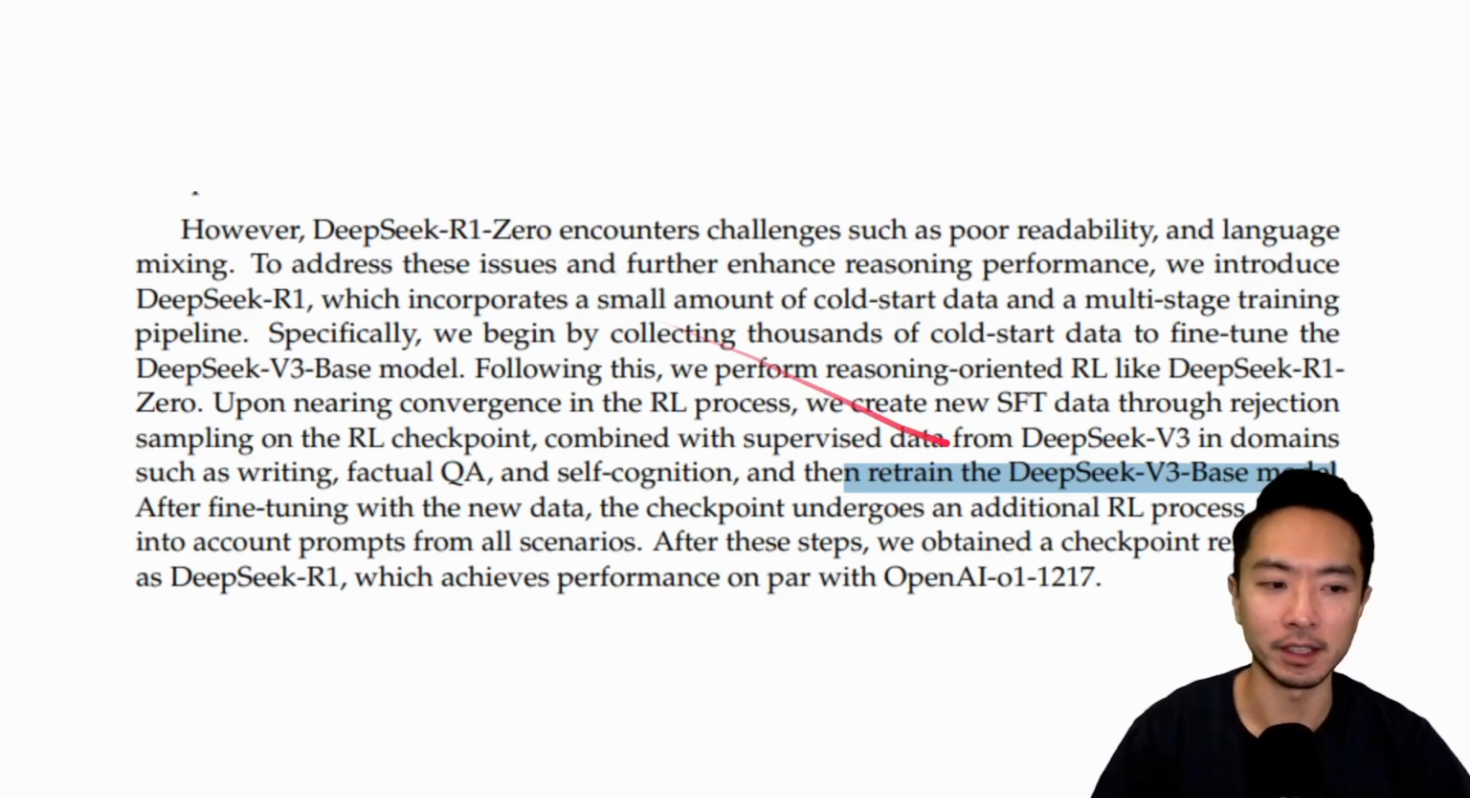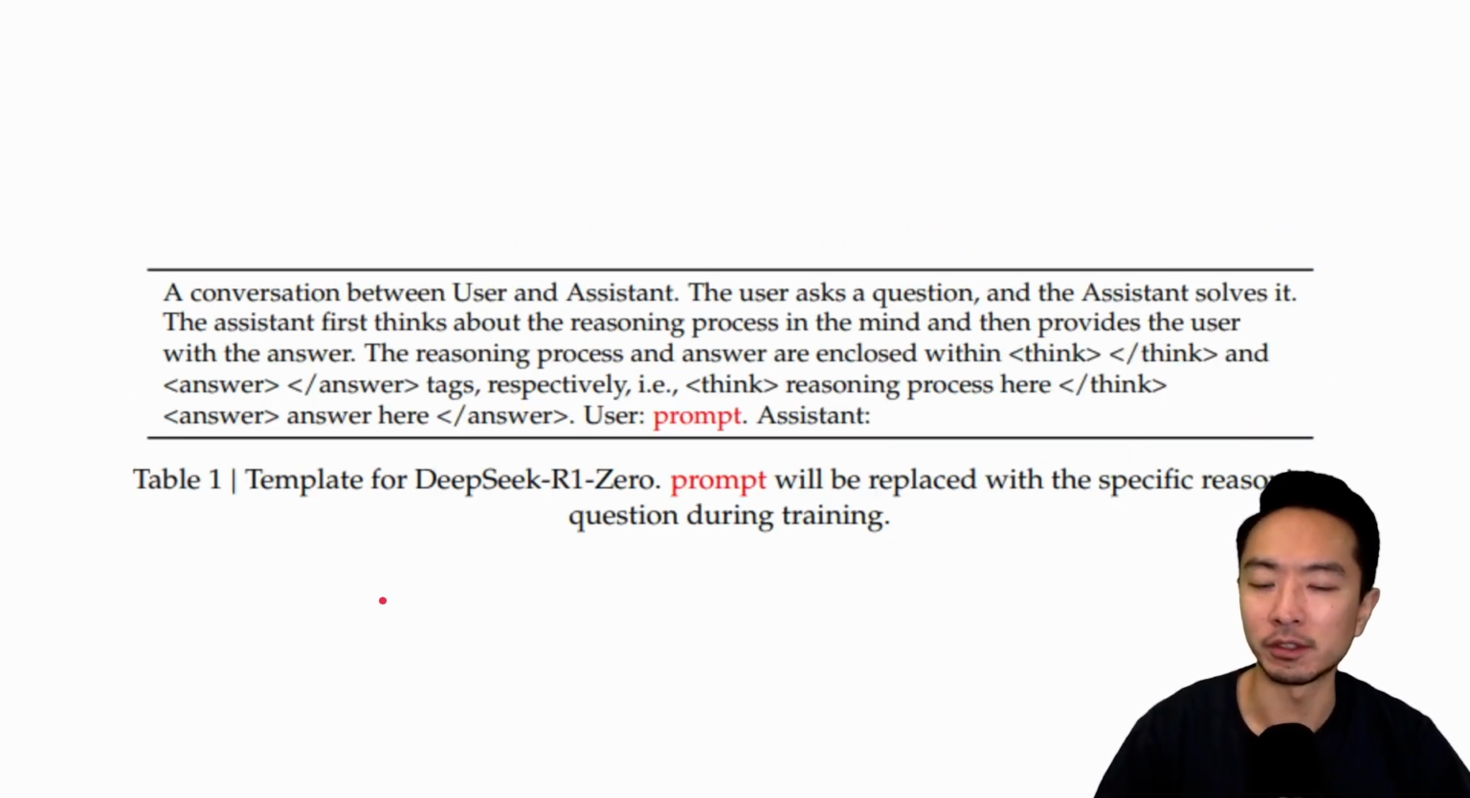So here you can see that the main thing they're training on is the DeepSeek V3 base model, which they later get the checkpoint to be DeepSeek R1. This whole training process is for them to get a better and better model and then finally release a version that's usable for the public. One thing to note is that for DeepSeek R1-Zero, they have a template to structure some of the formats. So you can see a conversation between user and assistant: the user asks a question and the assistant solves it.